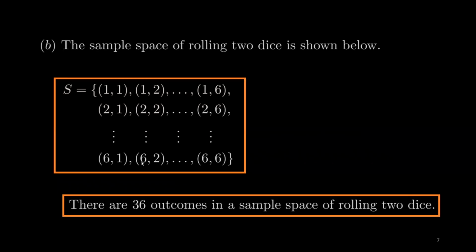Similarly, the last 6 combinations are that you get 6 on the first die and 1 on the second, 6 on the first and 2 on the second, and finally you get 6 on both dice. In that case, you get 36 outcomes in a sample space of rolling 2 dice.